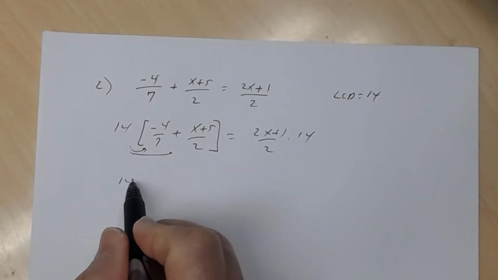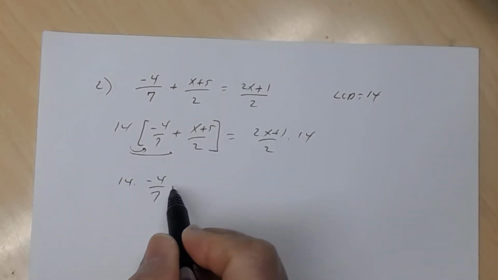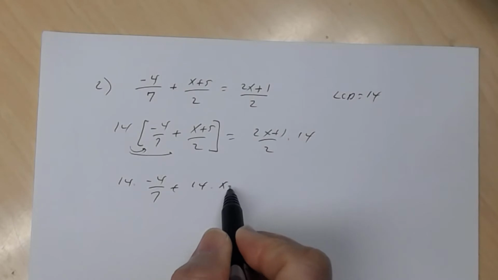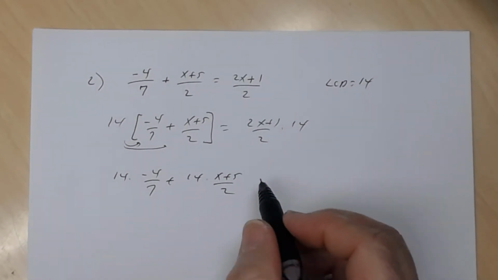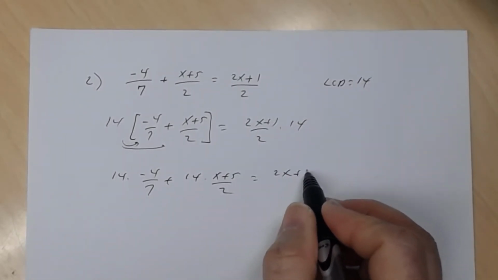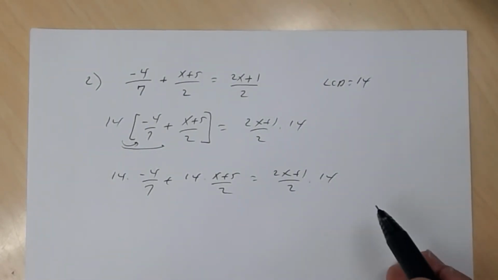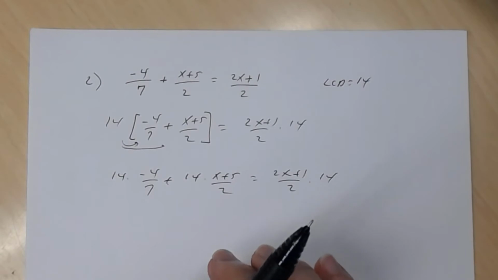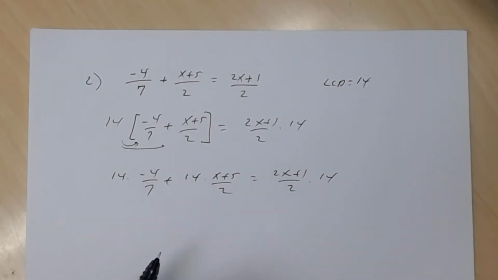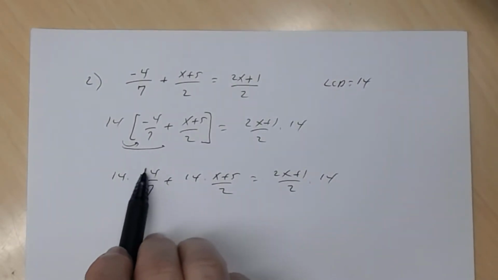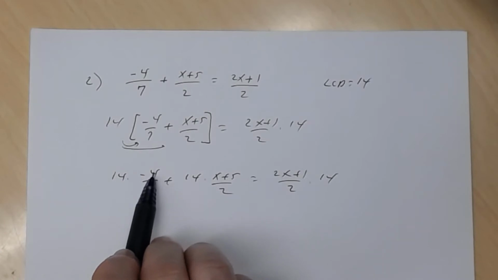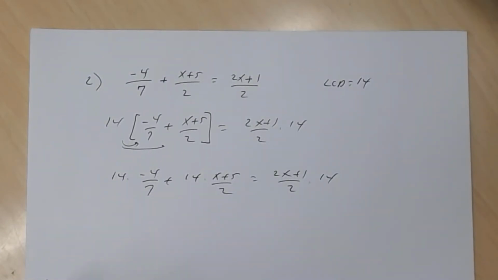And so you're going to say 14 times negative 4/7 plus 14 times (x + 5)/2 equals (2x + 1)/2 times 14. Now remember, at this point, before you reduce, you're going to ask yourself, do I need parentheses anywhere? So here, since that's just one number, one term, I don't need parentheses.